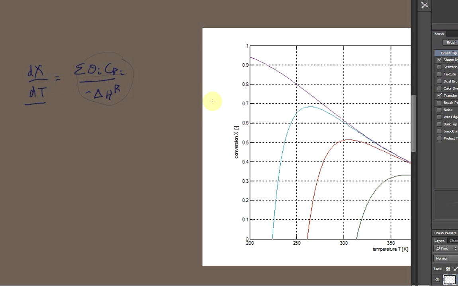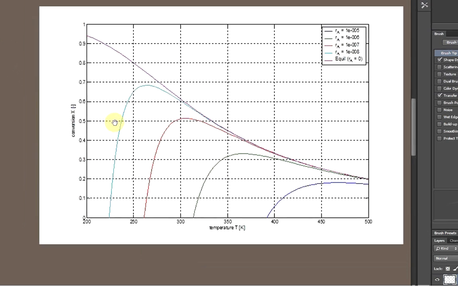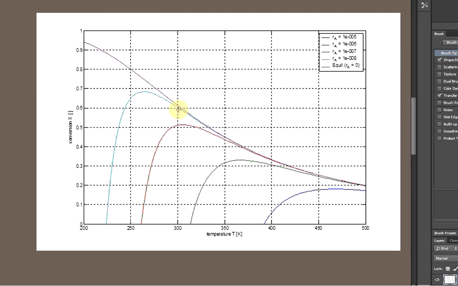And of course, the reverse is true, that if this is an endothermic reaction, then this is going to be a positive number. So this is on balance going to be a negative number. So the slope will be negative for endothermic. So in this case, this line was plotted for an exothermic reaction.